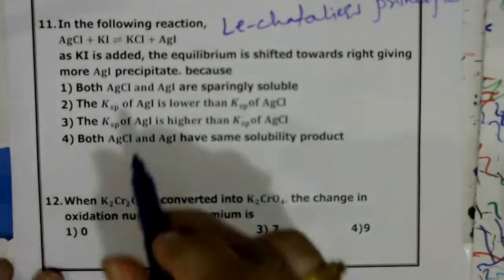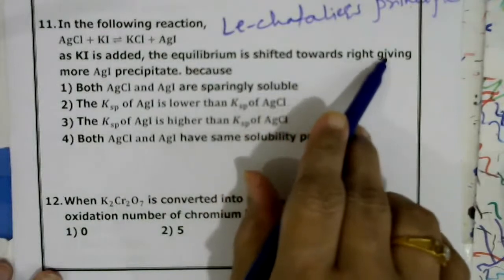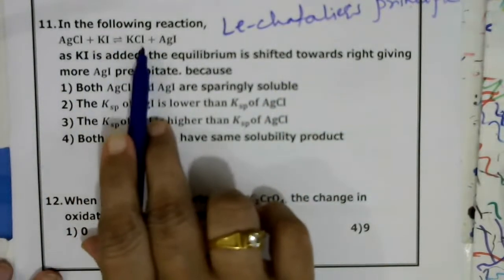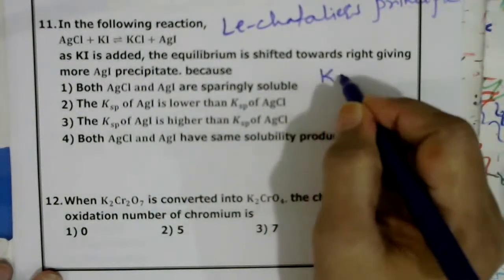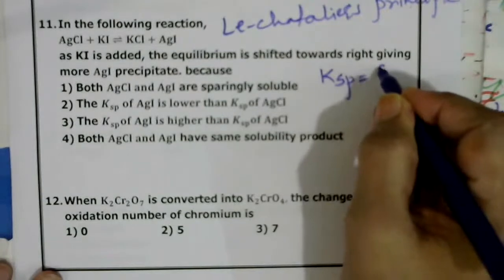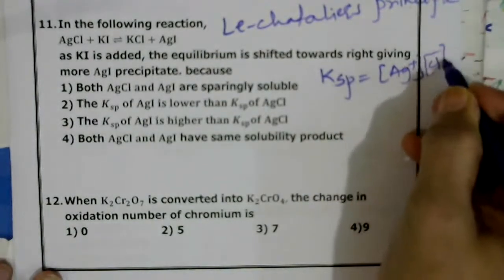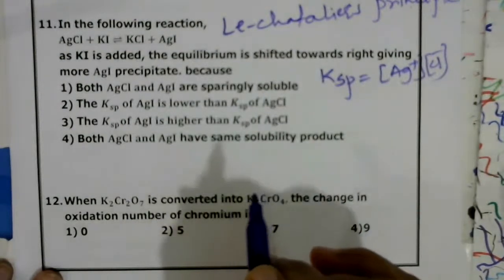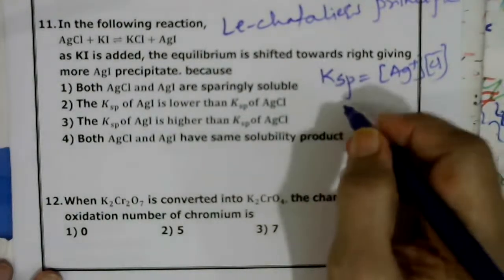So what they said over here, as KI is added, the equilibrium shifted towards the right. Correct? If I am going to write with respect to this K, the solubility product value. Have you remembered that? K solubility product for AgCl, how can we write? Product of Ag plus and Cl minus. And one more thing we know is that the salt with lower solubility product will precipitate first.